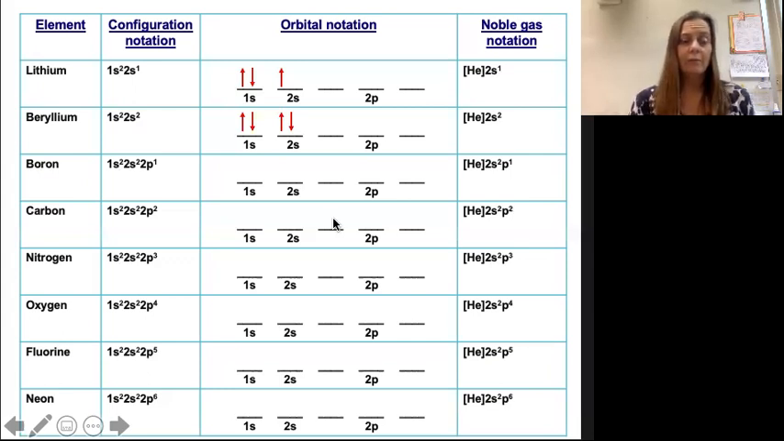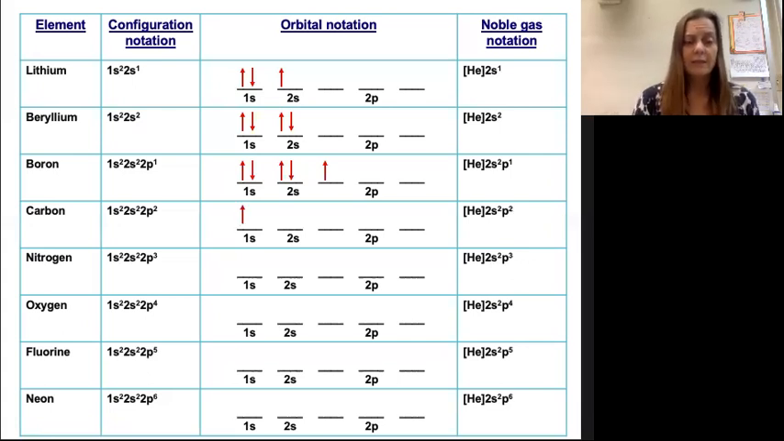And then we move on to boron, and we look at boron on the periodic table. We can see that it has 5 protons, so we know it has 5 electrons. So we're going to put those same 2 in the 1s, 2 in the 2s, and now we have to move to the 2p. So it's important to recognize that we fill the 2s orbital before we move to the 2p orbitals, because the 2p orbitals are just a little bit higher than the 2s orbitals in terms of their energy.